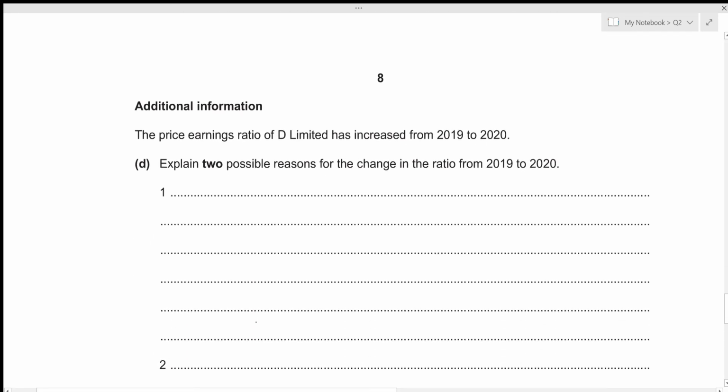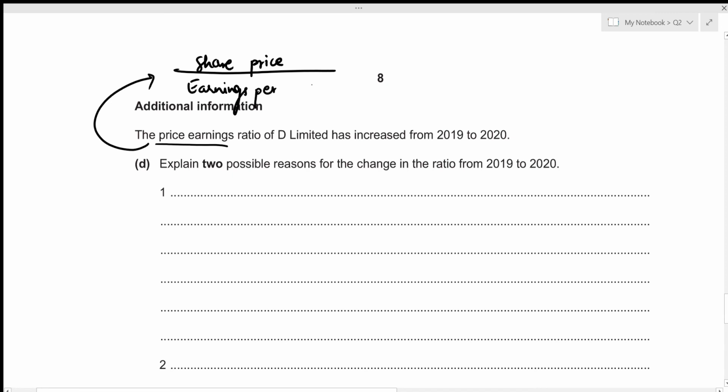We are given additional information. The price earnings ratio of D Limited has increased from 2019 to 2020. So we know that the price earning ratio is just the share price or the market price of the share divided by our earnings per share. And for this ratio to increase, either the share price should increase or the earnings per share should decrease, because this is the general rule of maths. Whenever we're talking about a fraction number, in order for this entire fraction to increase, the numerator term should increase and the denominator term should decrease.